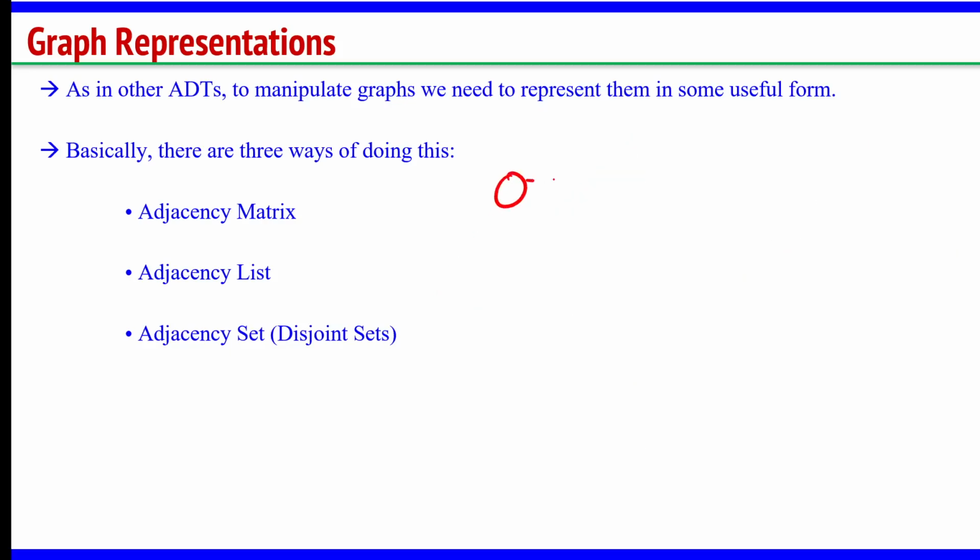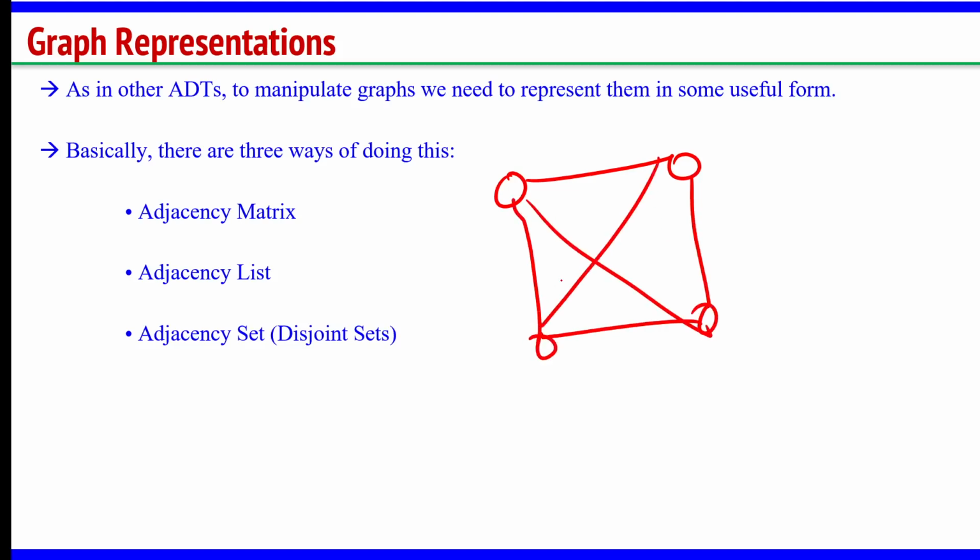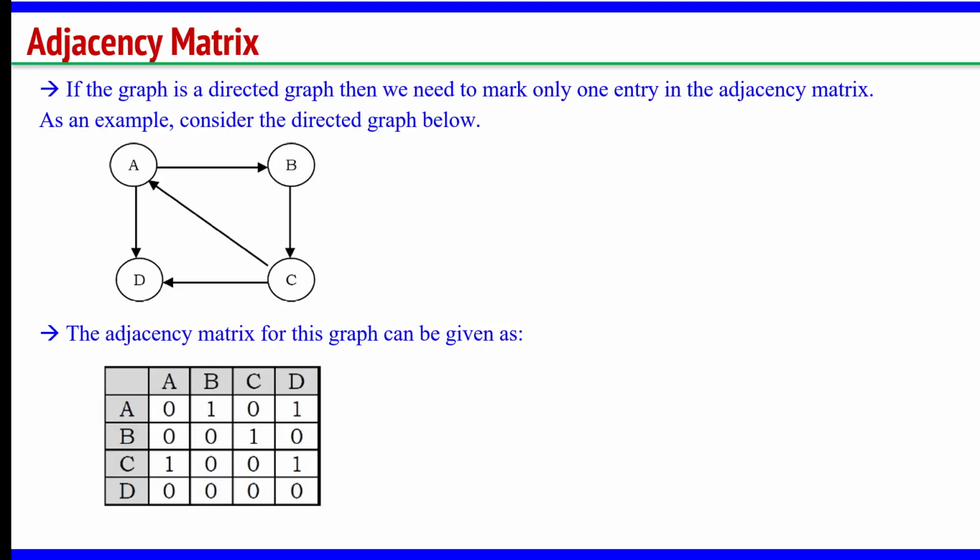When you have a connected graph like this, how do you store it in your computer memory? There are 3 different ways: adjacency matrix, adjacency list and adjacency set. Why do we have to store the data? To manipulate graphs, we need to represent them in some useful form. Let us see what each of them is. Adjacency matrix.